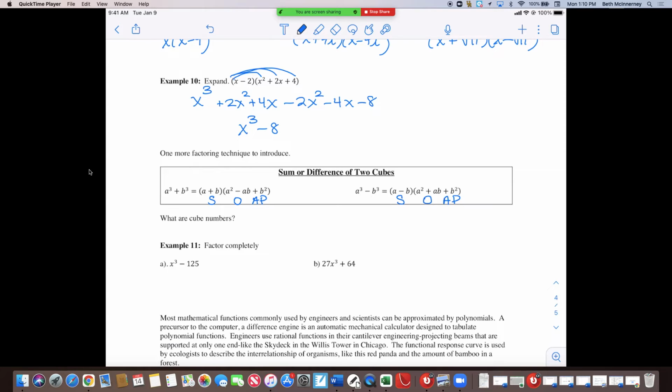So what are cube numbers? 1 cubed, 2 cubed, 3 cubed, 4 cubed, 5 cubed, 6 cubed, 7 cubed. Oh, I don't know 8 cubed. I know 9 cubed. Somebody do 8 cubed for me. I forgot that one. 8 times 8 is 64. Well, I can figure it out. 512. Thank you. All right, so these are the first 10 cube numbers.